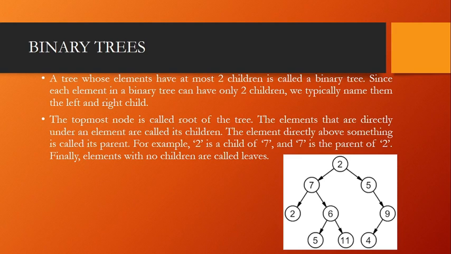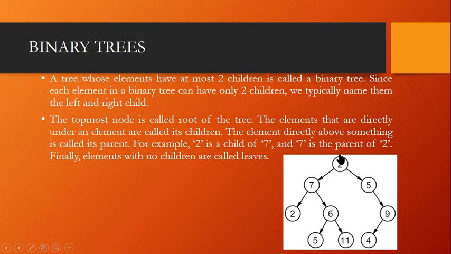A tree whose element has at most two children is called a binary tree. Since each element in a binary tree can have only two children, we typically name them as left and right child. You can look at the picture over here. This first node we call it as a root of binary tree, and we have exactly two nodes, one left node and one right node. It is not mandatory every node should be carrying two nodes. It can even have one node also, but remember it cannot exceed more than two nodes.